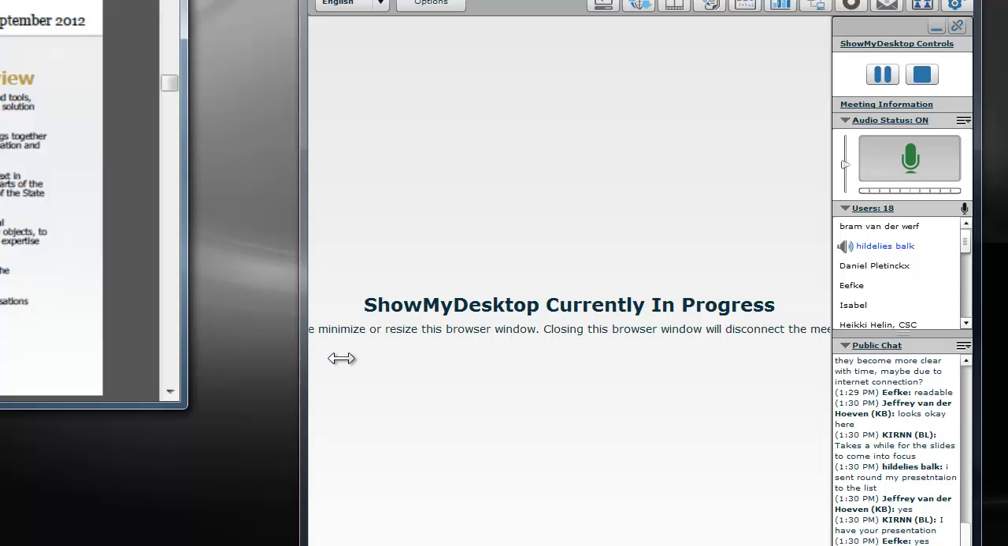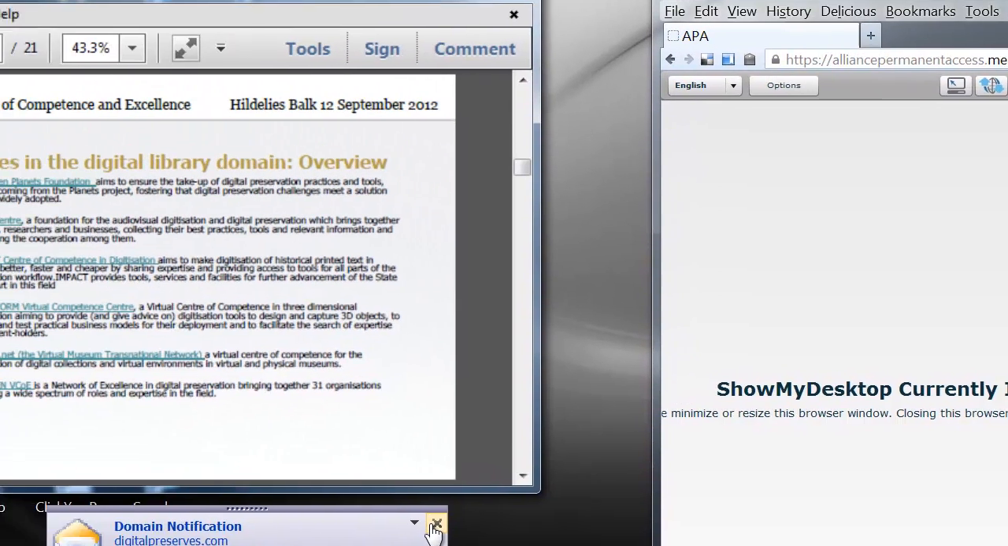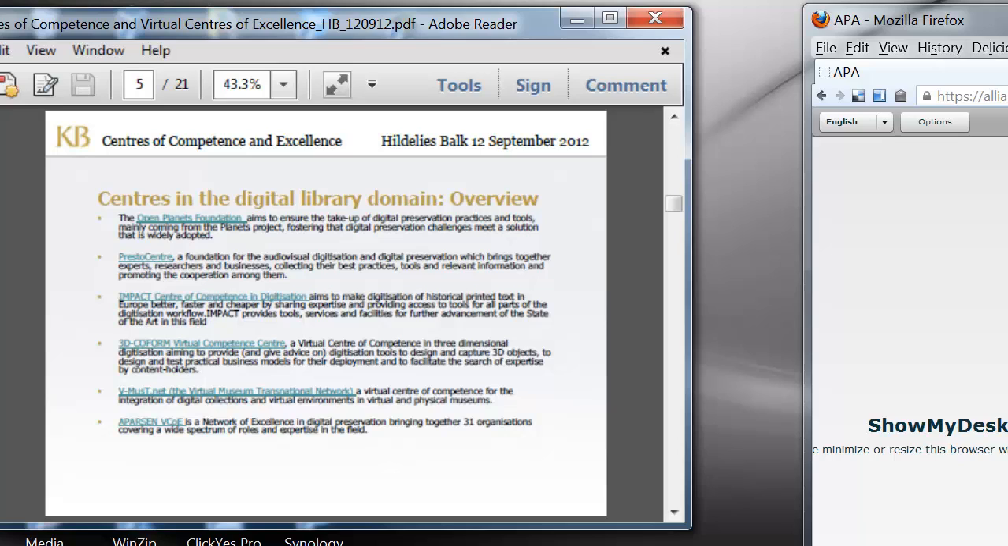So what centers are we talking about now? There's the Open Planets Foundation, that the aim is to ensure the take-up of digital preservation practices and tools, and it comes from the Planets Project, but it also brokers for other digital preservation solutions. And they foster that digital preservation challenges meet a solution that's widely adopted. Well, Bram will talk about how the Open Planets Foundation was set up and how it sustains itself a bit more later. Then there's Presto Center, also focusing on digital preservation and digitization for audiovisual archives. And that is run by the Institute for Beeld en Geluid in the Netherlands. But unfortunately, Marius Snijders, who runs this, couldn't join us, but we'll hope to hear more from him later. But actually, the first two are the ones that have some overlap with APARSEN, I think.